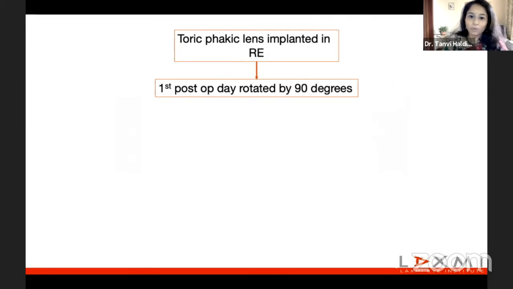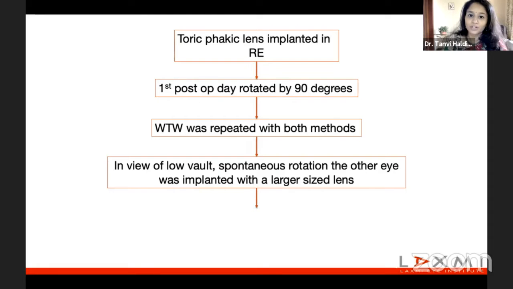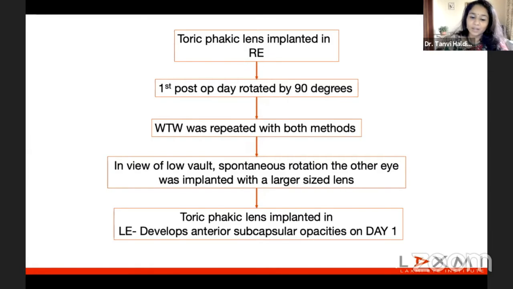Obviously, it is low. So looking at the rotation and the low vault, we repeated the white to white of the other eye, because the other eye was planned the next day. We repeated the white to white of both the eyes with 2 methods, one digital as well as with the LensStar and the Oculyzer, or the biometries. And then in view of the low vault and the spontaneous rotation, we implanted a larger size lens in the other eye. And that was a toric phakic lens, which was implanted in the left eye.